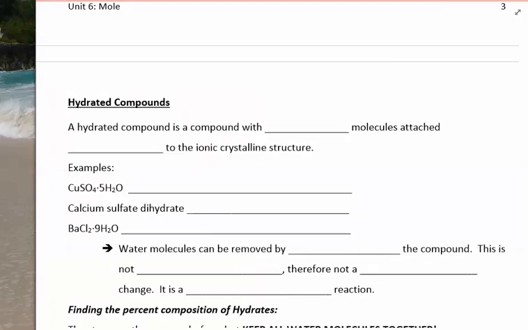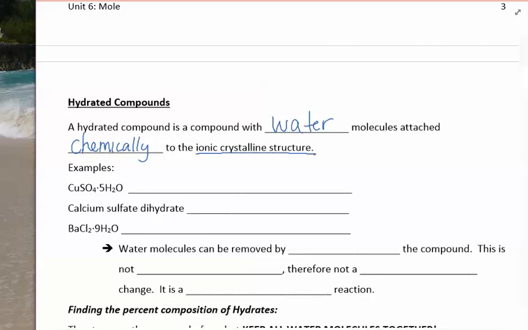So we're going to take a moment and talk about hydrates. A hydrate is a compound with water or H2O molecules attached chemically to the ionic crystalline structure. So for something to be considered a hydrate, it has to be able to have these water molecules chemically attached to the ionic crystals. So it does have to be an ionic substance in order for this to occur.